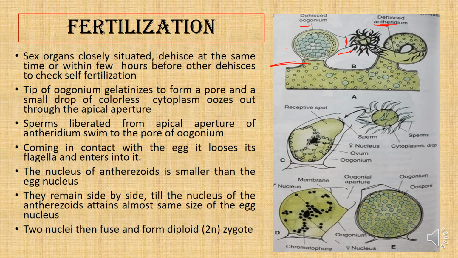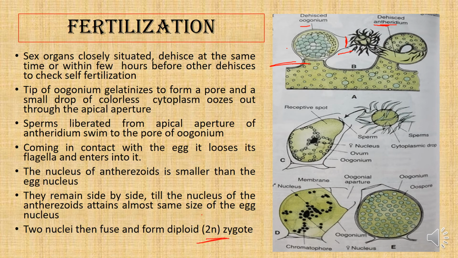But once the sperm enter, the sperm fuses, but the nuclear fusion does not occur until the male nucleus enlarges itself and reaches the size of the female. Usually the male nucleus is much smaller in size, and once it enlarges itself inside the oogonium, only then does the nuclear fusion between the male and the female nuclei occur. So once this nuclear fusion is done, this diploid zygote-like structure is formed.